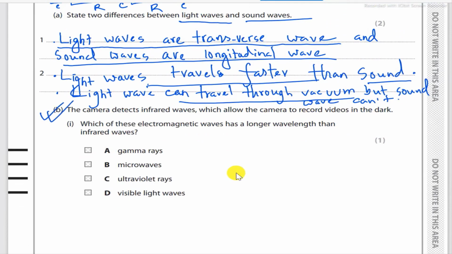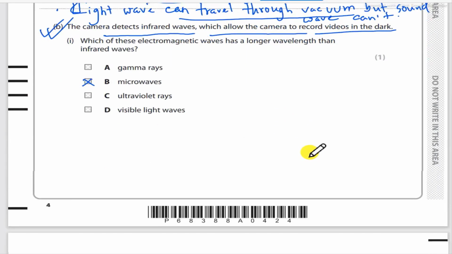Question part B. The camera detects infrared waves which allow the camera to record video in the dark. Which of these electromagnetic waves has a longer wavelength than infrared waves? Microwave. Remember, microwave has a longer wavelength than infrared wave.